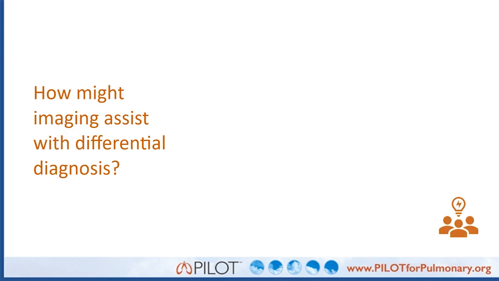So how might imaging assist with the differential diagnosis? Mark, what imaging studies would you perform? Well, certainly she must have had a CT scan to identify her bronchiectasis. One question that comes up is how often should she have CT scans? There's a wide variety of practice regarding this issue. My personal belief is that most patients don't need frequent serial CT scans.